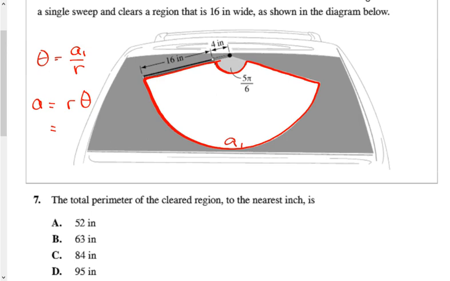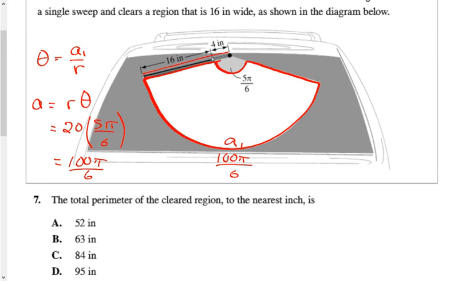Let me do it in smaller pieces so I can catch up to you. So the radius is this full length, right? So the 4 plus the 16. So the radius is 20 inches, and that theta is 5 pi over 6. Which you said was what? 100 pi divided by 6. So that was the length of this arc down here.